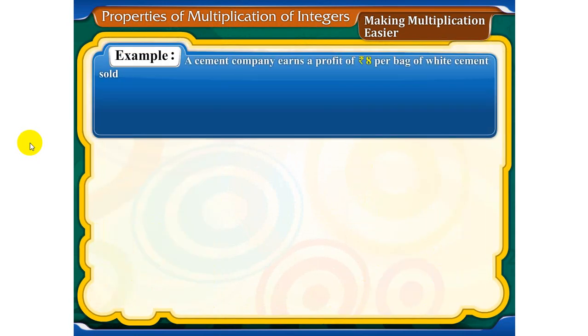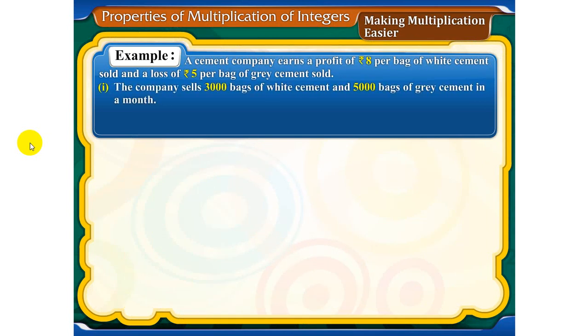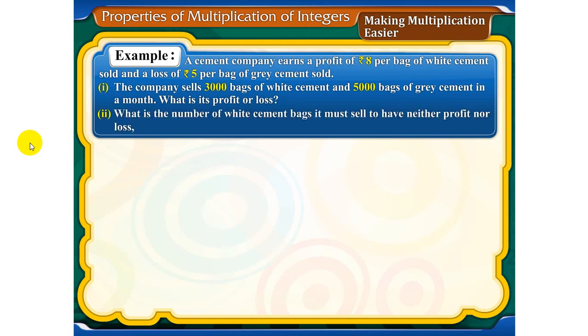Example. A cement company earns a profit of 8 rupees per bag of white cement sold and a loss of 5 rupees per bag of grey cement sold. 1. The company sells 3,000 bags of white cement and 5,000 bags of grey cement in a month. What is its profit or loss? 2. What is the number of white cement bags it must sell to have neither profit nor loss if the number of grey bags sold is 6,400 bags?